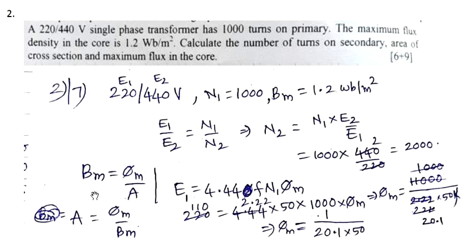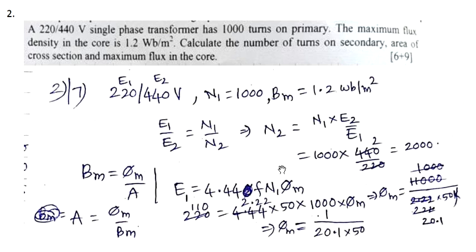We have the relationship that flux density is equal to flux per unit area, that is Bm equals phi m divided by area of cross section. From this you can get the area is equal to phi m by Bm. Okay, but from where do we get phi m? We can get this phi m, that is maximum flux, from the EMF equation, which is E1 is equal to 4.44 into f into N1 into phi m. Here f is frequency.